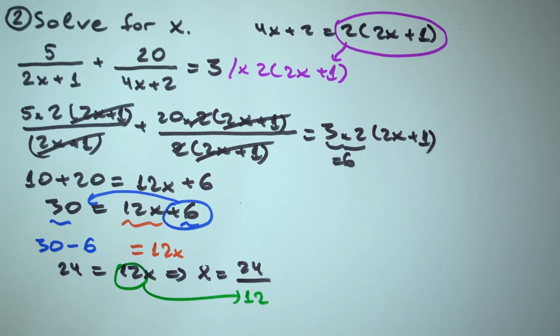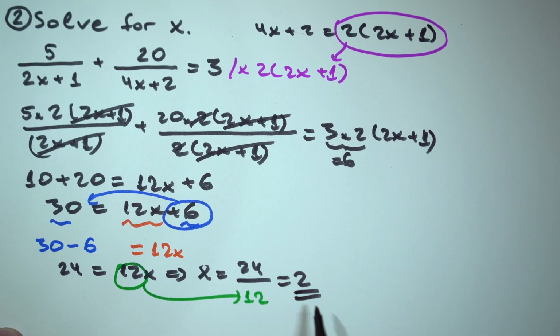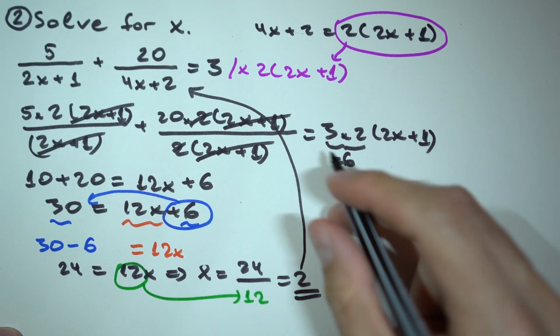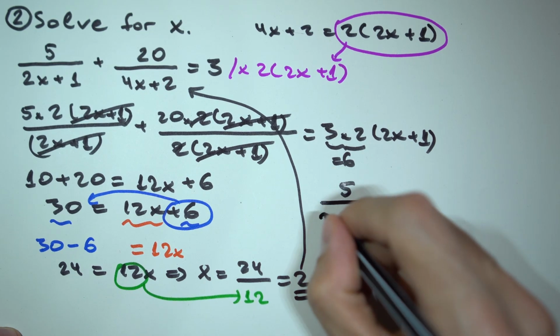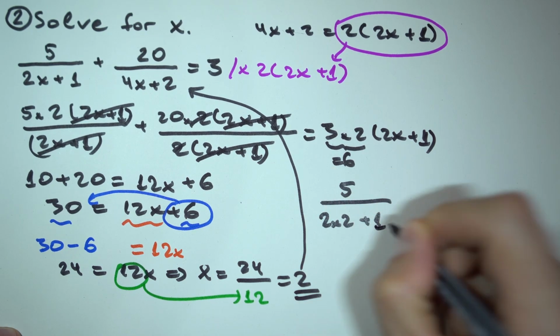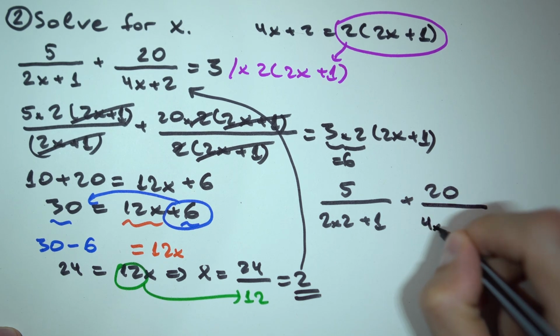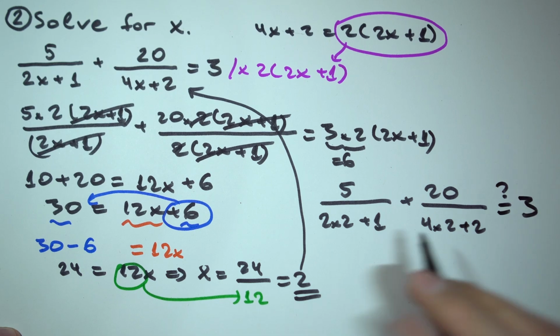Or x equals 2. Now we have to check whether this is correct. As you remember, we simply have to take 2 and plug it into the original equation, which is this one. And let's see what happens right here. We have 5 over 2 times 2 plus 1, plus 20 over 4 times 2 plus 2, and on the right hand side we have 3.